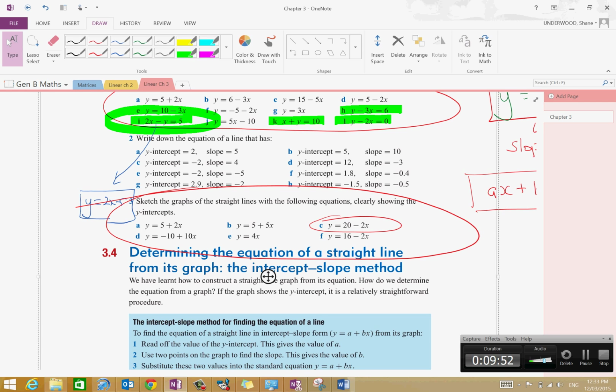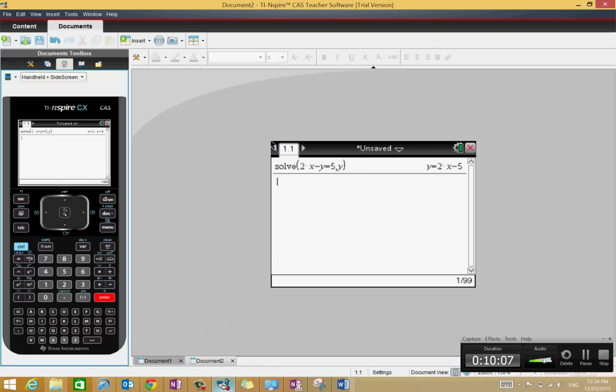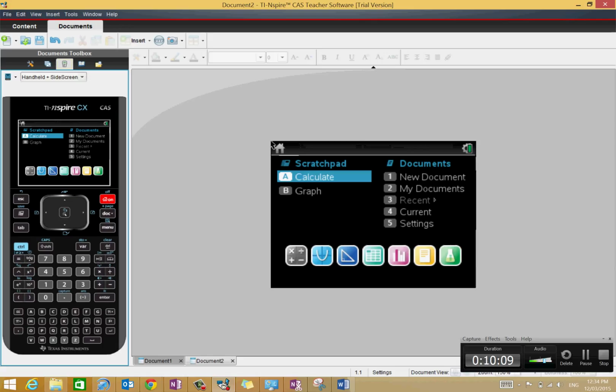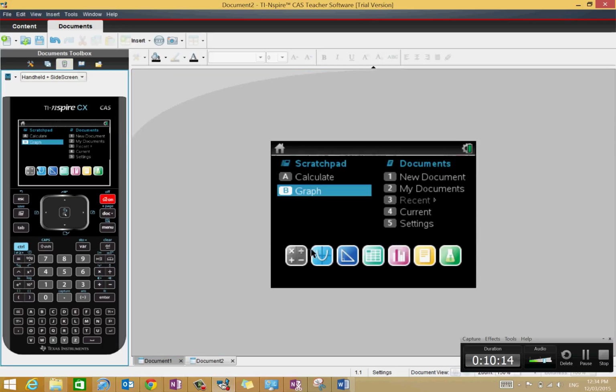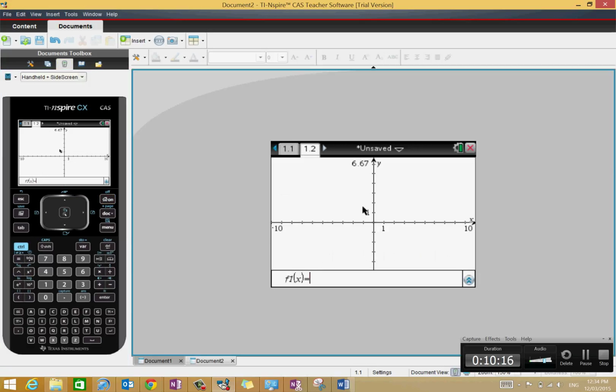But the problem is the x-intercept we also need to find. So I'm going to show you what to do on your calculators, because remember, you have calculators for every assessment and in further maths you do. So y equals 20 minus 2x. Let's go to our home screen, go to graph. We don't want Scratchpad because Scratchpad does funny things.